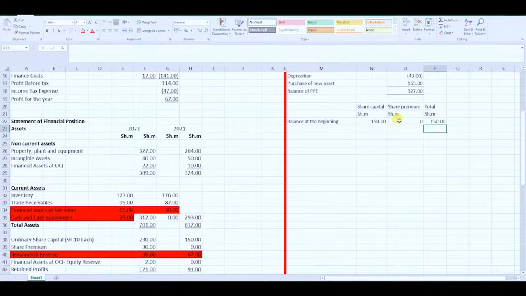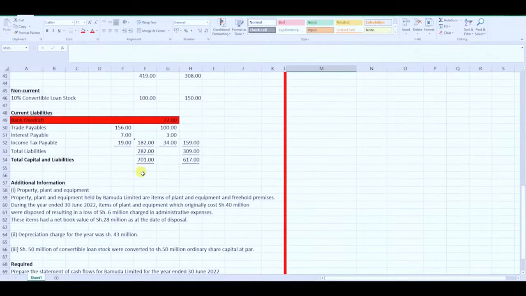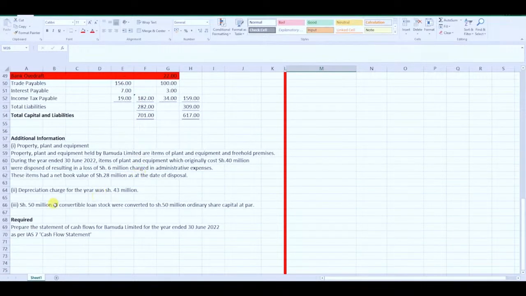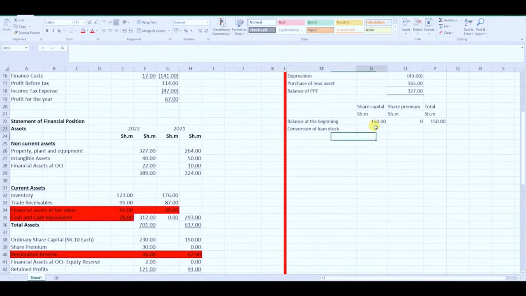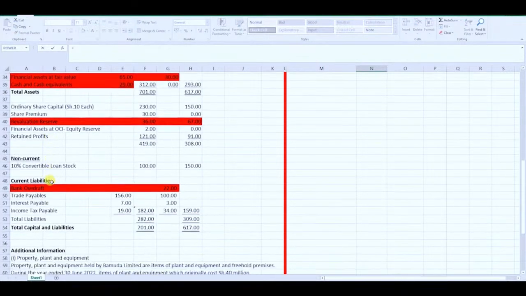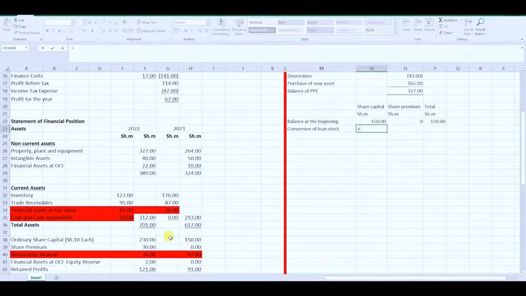Then we talk about conversion of loan stock. Spelling, conversion, loan stock. We have some information given to us there at the additional information. That is what I had initially read, thinking that that was the beginning, balance at the beginning. So 50 million convertible loan stock were converted to 50 million ordinary shares. So conversion of loan stock, how much? Just put 50 there plus 50. So the 50 does not represent any figure, it's continuous prose, so we just put 50.